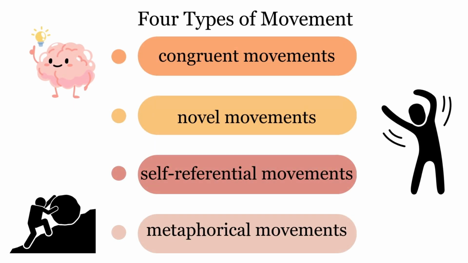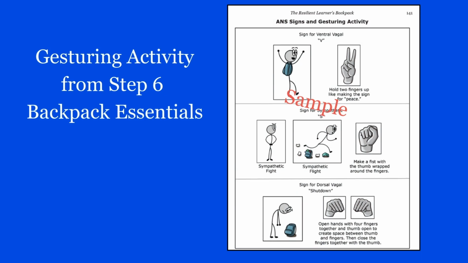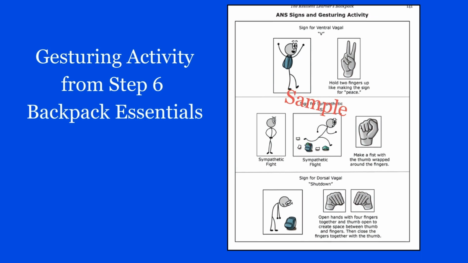Congruent movements. Move in a way that aligns with thinking. Novel movements. Move in new ways to explore abstract thought. Self-referential movements. Put oneself in the center of learning. Metaphorical movements. Move in ways that bring to life metaphors. 9. Teaching gesturing while talking and completing presentations.